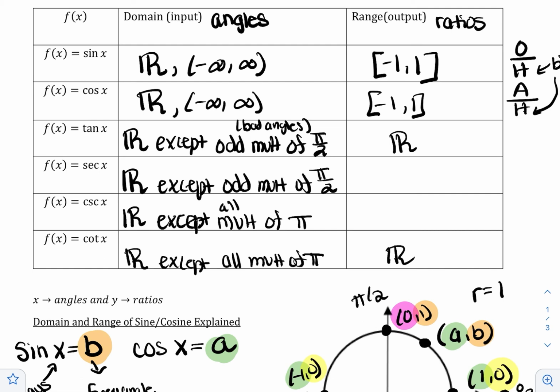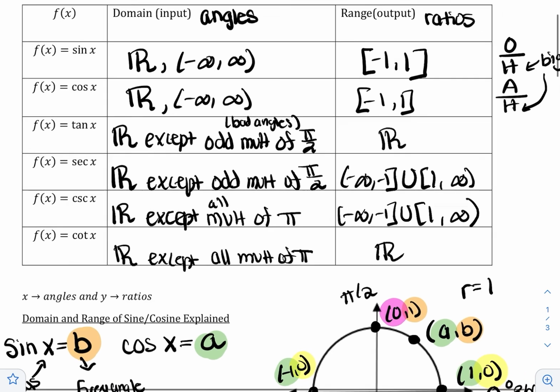For secant and cosecant, because it's the reciprocal of sine and cosine, so you're going to switch the opposite and the hypotenuse, or the adjacent and the hypotenuse, it's the complete opposite of negative 1 to 1. So it's going to be negative infinity to negative 1, union 1 to infinity. The only time they have a similar ratio is at negative 1 and 1. Otherwise, it's the reciprocal. So negative infinity to negative 1, union 1 to infinity.